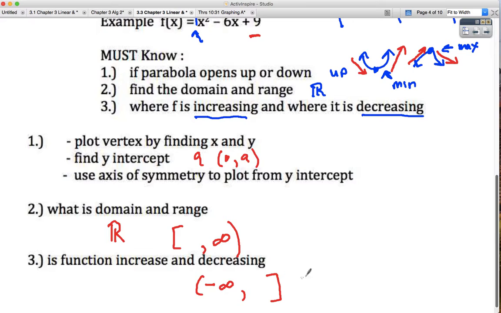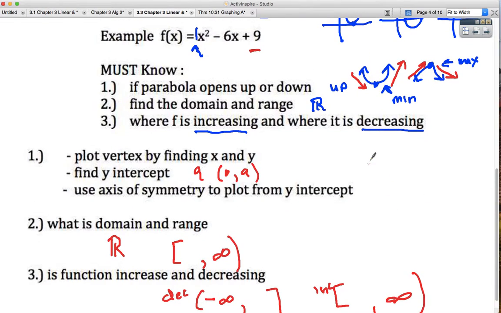And then I know that this is decreasing here. And then I know it's increasing, if I look up here, at the min value for the y. I don't know that yet until I determine the vertex. All the way to infinity. It's increasing. So this would be increasing. Okay. So let's determine what we have here for my x value, negative b over 2a, and f of negative b over 2a.